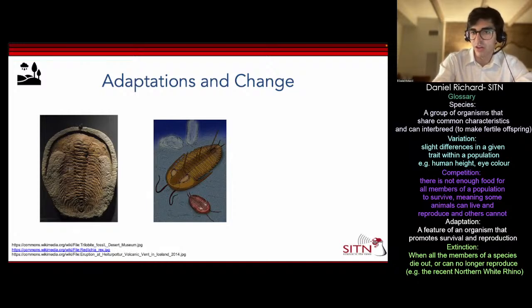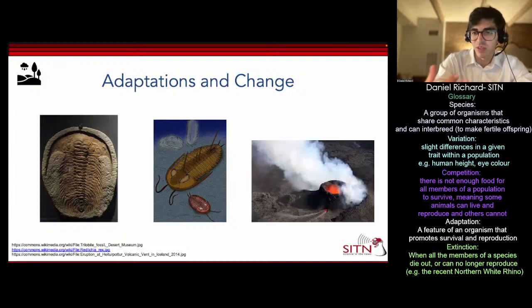However, all that changed when a series of volcanoes erupted continuously for over 2 million years. These volcanoes released a huge amount of carbon dioxide into the atmosphere, which eventually got sucked up into the oceans, leading to ocean acidification. This was such a large, dramatic change that the trilobites, along with many other marine species, could not adapt quickly enough to survive and thus went extinct.